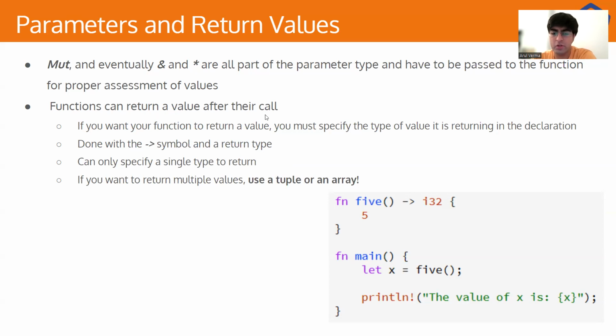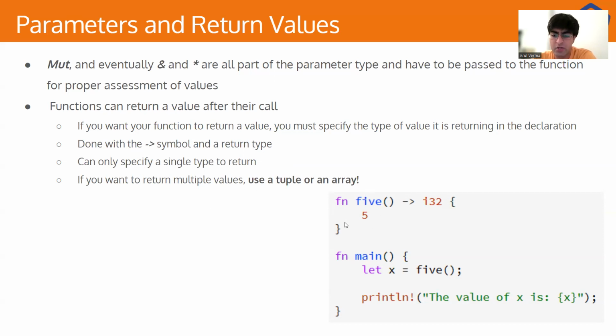Functions can return a value after their call. And all you have to do to specify what your return value is, is give an arrow and then the type that you want to return. So in this case, we can see we have fn five, arrow i32. And you can only specify a single type to return at any given time. So if you want to return multiple values, you have to use one of the compound data types we talked about earlier, a tuple or an array.